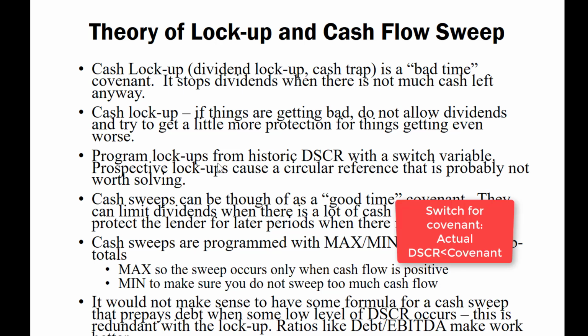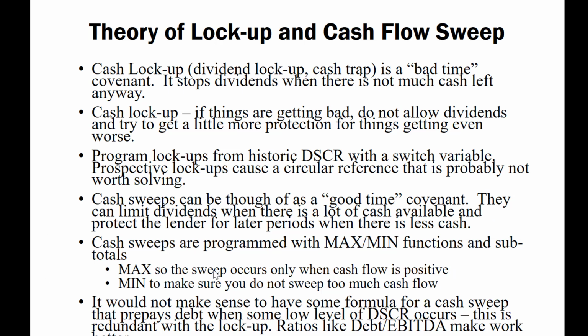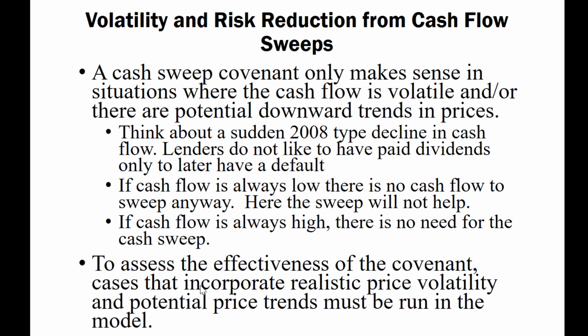And then cash sweeps are programmed a little bit differently. They're the good time covenant. You have to use a classic max min. You say we're only going to sweep if there's positive cash flow on some subtotal line, so we put a maximum, comma, zero, and then we make a minimum because you're not going to sweep if there's no debt left. A sweep is a prepayment.